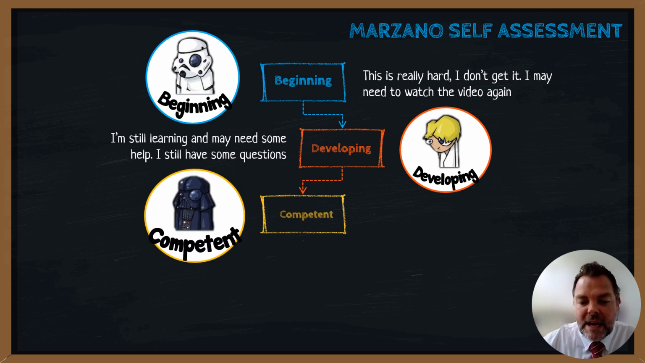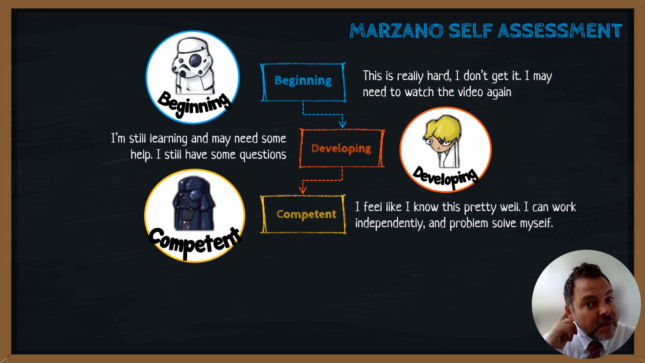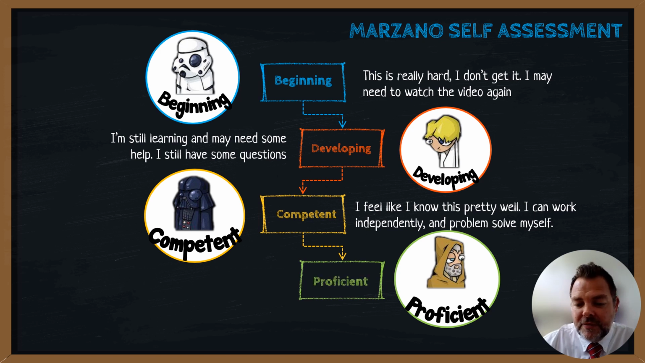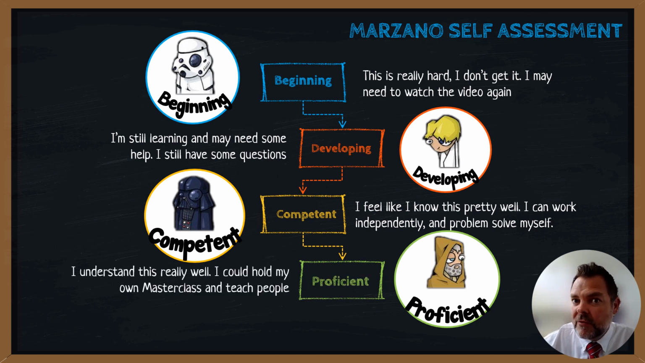The next one is competent. This means that we understand it quite well. We can work independently and problem solve by ourselves, but there may be some areas that we're still struggling with. And finally, we're at the proficient stage. This means that we understand it very, very well. We're getting most of our questions correct, and we could actually hold our own masterclass and teach other people how to do this concept as well. It's very important that we look at our Marzano self-assessment. Whereabouts are we in relation to our understanding?